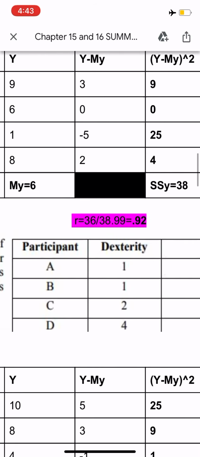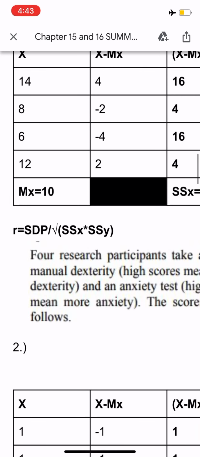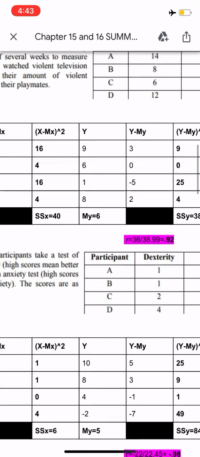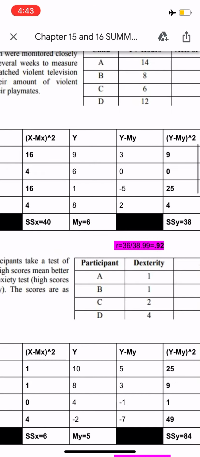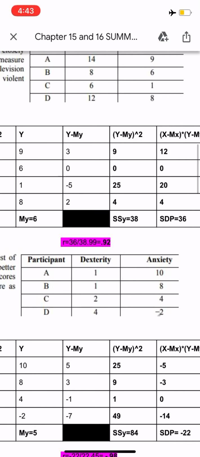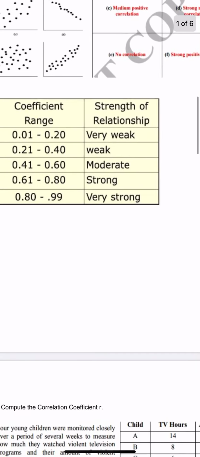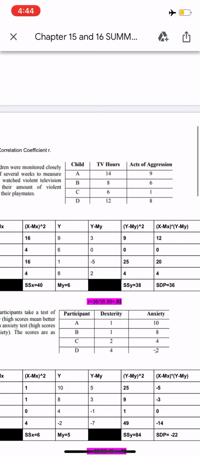Then all you do is you plug this into this formula, SDP divided by the square root of SSX times SSY. And the square root of SSX times SSY is 38.99. SDP is 36. 36 divided by 38.99 is 0.92. 0.92 is a very strong relationship, and it's going to be a positive relationship.